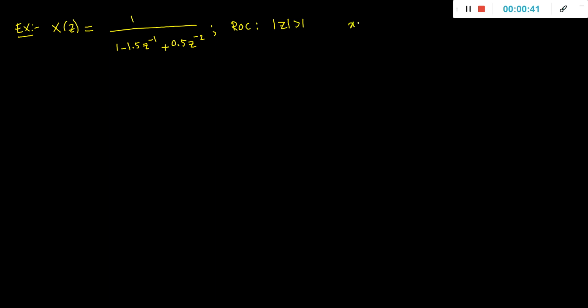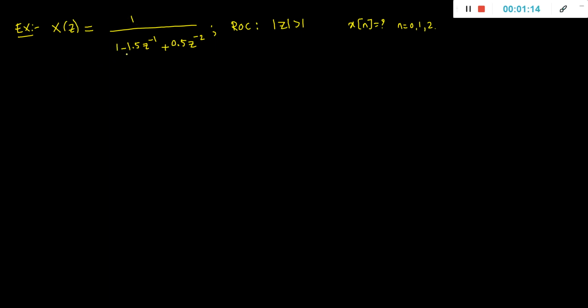The question is to find the value of x(n) for n equal to 0, 1, 2. That is just 3 samples. So how do we proceed? First and foremost, we will make use of the power series expansion method, because X(z) is not a ratio of polynomials: in the numerator there is a constant number and in the denominator there is a polynomial in z. So in such cases we are going to use the power series expansion method.